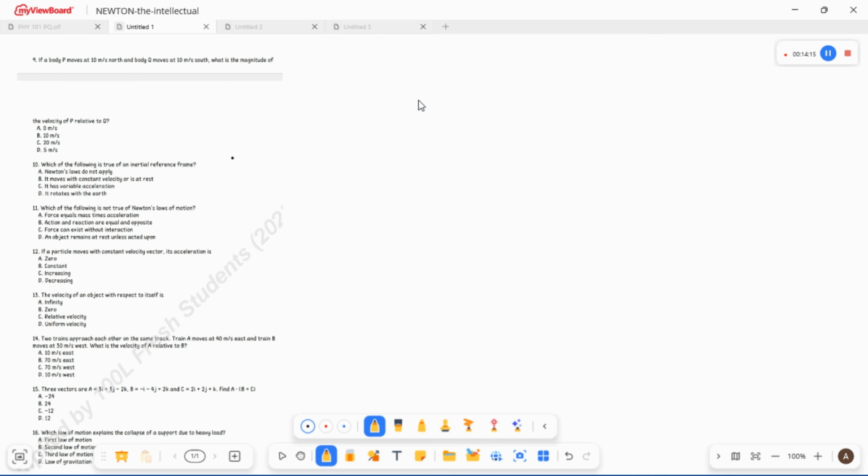Now, option A says Newton's laws do not apply. That is obviously not correct. I already told you that it obeys Newton's first law. Option B says it moves with constant velocity or is at rest, which sounds a lot like our first law.